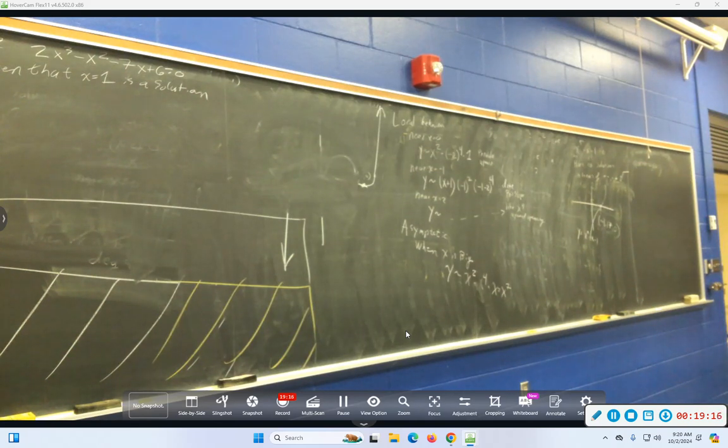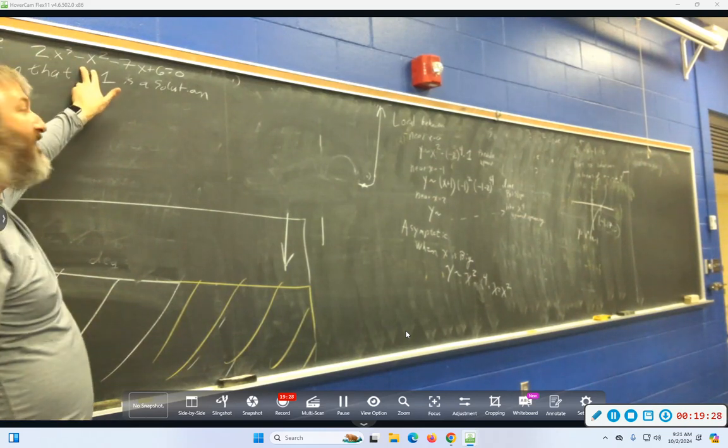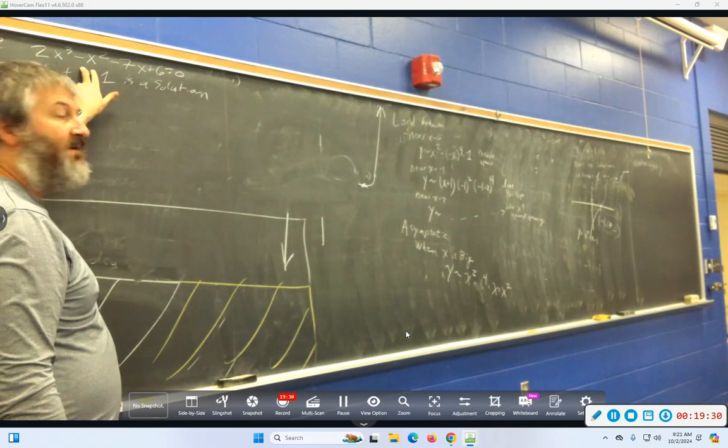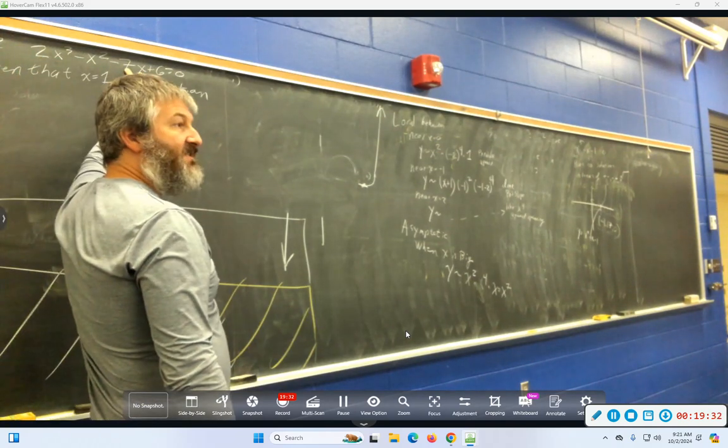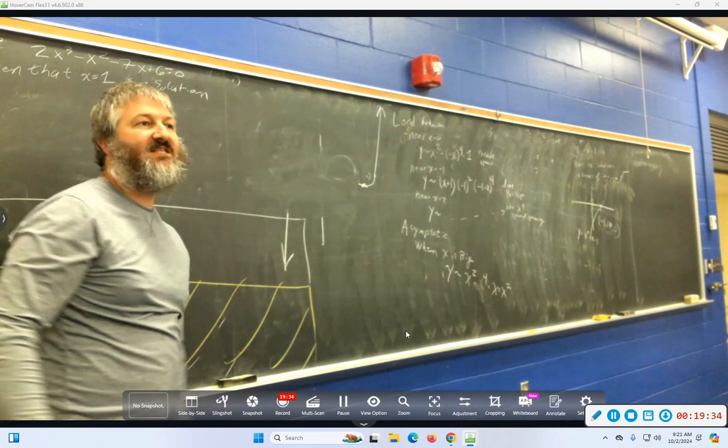Plugging in 1 is the easiest thing, because what is 1 squared? What's 1 to the 5th? So I can forget all the powers. All of these x's to a power are just 1. To plug in 1, I need to compute 2 minus 1, which is 1, minus 7, so that's minus 6, plus 6, yeah, that's 0.